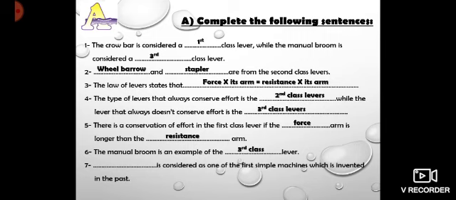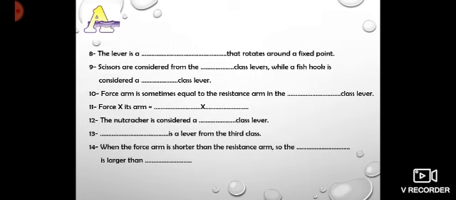7. Levers are considered as one of the first simple machines which were invented in the past. Of course, the levers. This is the definition of the lever. 8. The lever is a rigid bar that rotates around a fixed point.